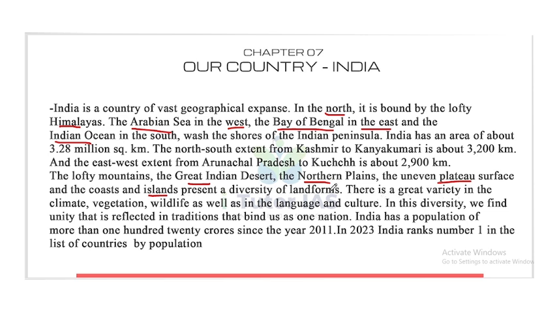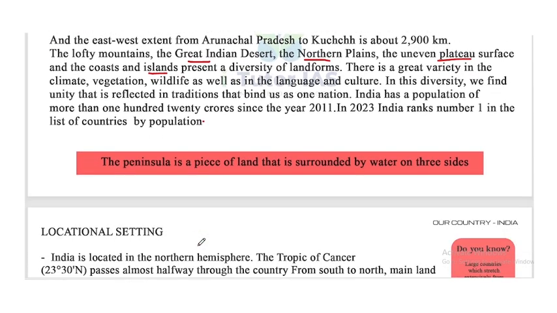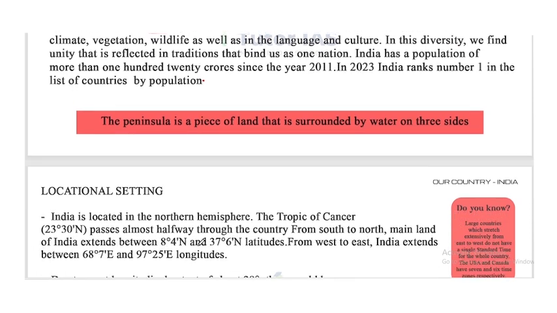There is a great variety in the climate, vegetation, wildlife, as well as in the language and culture. That's why we call India a diverse country. In this diversity, we find unity that is reflected in the traditions that bind us as one nation. India has had a population of more than 120 crore since the year 2011. But in 2023, India ranks number 1 in the list of countries by population. The second one is China.